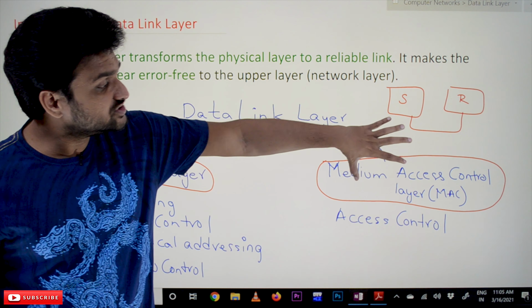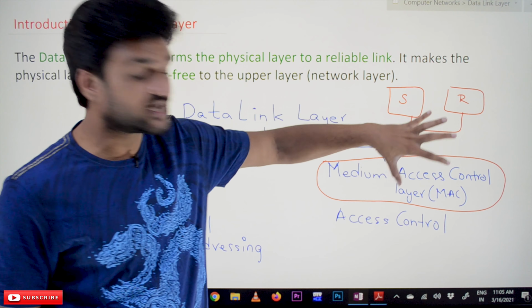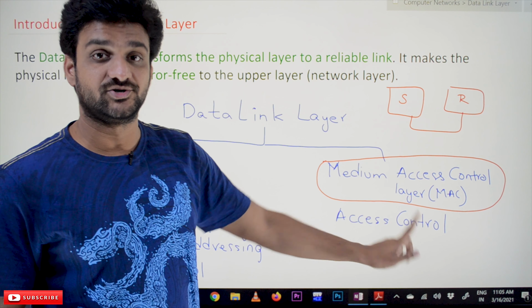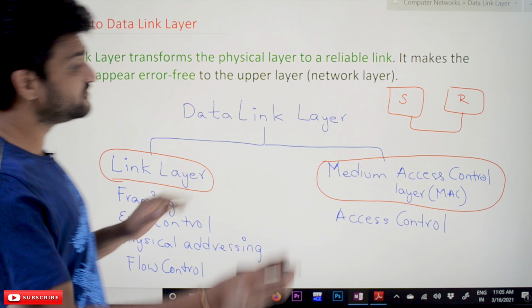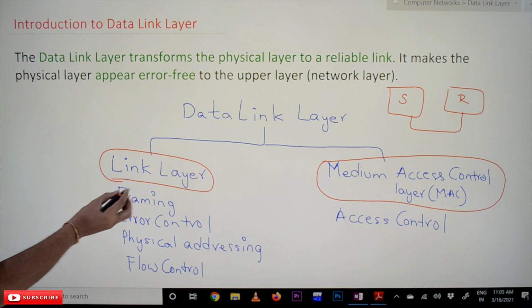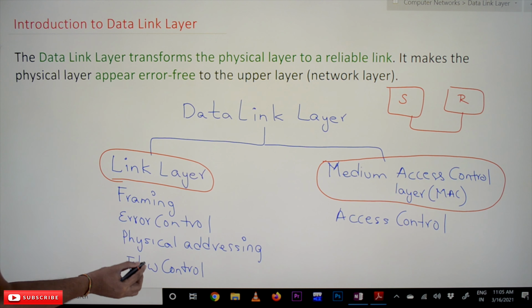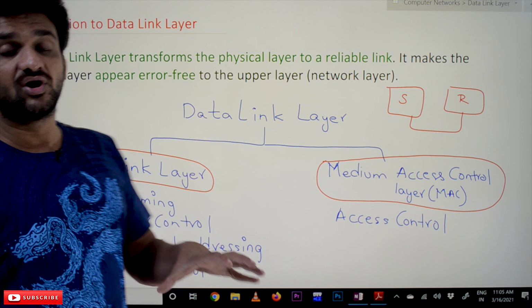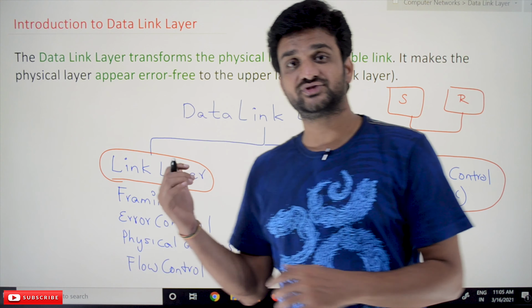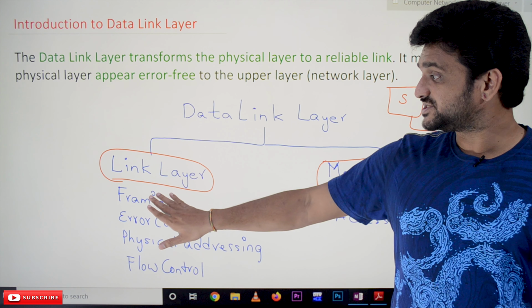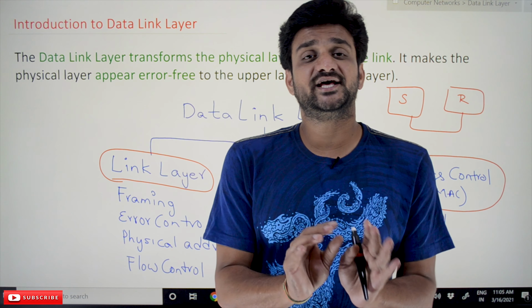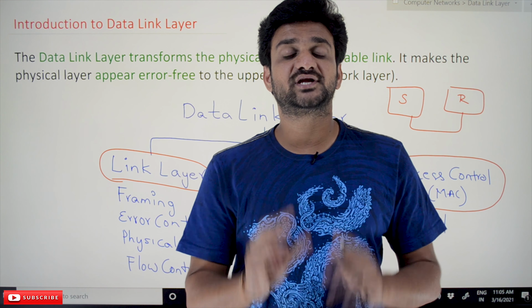And what are the concerns of medium access control layer? The concern of the medium access control layer is access control. So the total functionalities of the data link layer are framing, error control, physical addressing, flow control, and access control. This is just an introduction to the data link layer. We will try to understand about each and every concern in detail in our later videos. Hope you got the clarity on this concept.